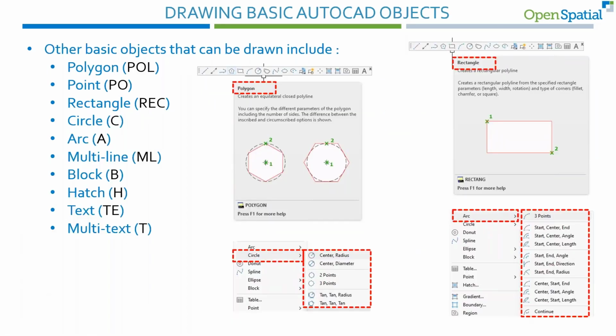Now, one of the things with AutoCAD is there's other basics. So you've got a line, then there's a lightweight polyline, and then we've got polygons, points, rectangles, circles, arcs, multi-line. So there's a variety of these different tools. Now, one of the things that AutoCAD does is it actually builds data types on top of each other. Let me explain what I mean by that.